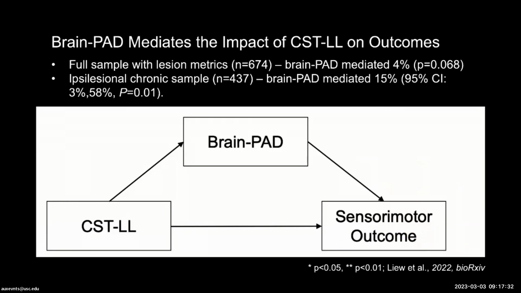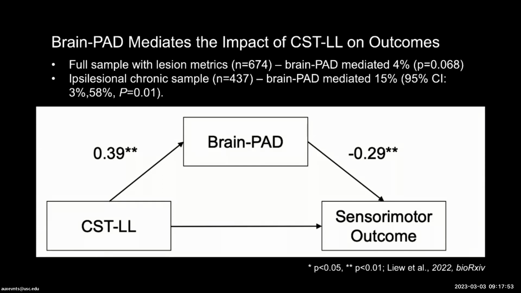And to just give you an idea of what each of these is, so cortical spinal tract lesion load, essentially the larger the cortical spinal tract lesion load is, the higher BrainPad is, or the worse the overall brain. The higher the BrainPad is, the worse the sensory motor outcomes are.